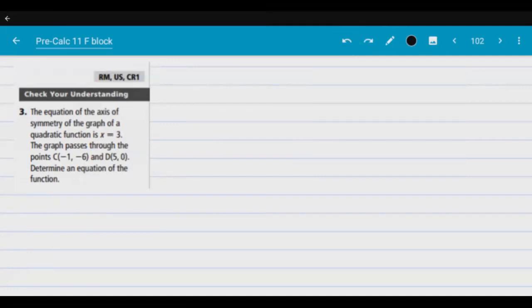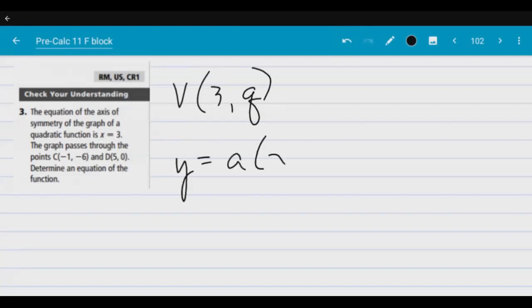Okay, so what is the significance of this one? The equation of the axis of symmetry of the graph is x equals 3. Isn't it that the axis of symmetry is given by the x value of the vertex, right? Therefore, your vertex would be (3, q), where q is a certain value. But we know that the p-value is 3 because of this one. So let's look at what we can have so far from the standard form. This is what we have.